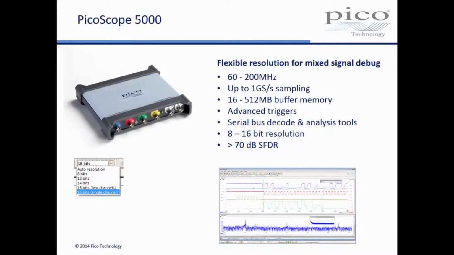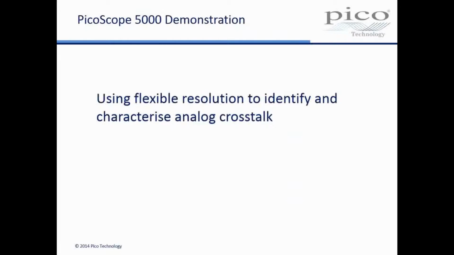But improved resolution is of little benefit unless accompanied by improved front-end performance. The PicoScope 5000 is specified with greater than 70 dB spurious-free dynamic range. Next, we'll have a look at a demonstration of the PicoScope 5000. This demonstration will show how the scope can switch from 8 to 12 bits resolution to reveal characteristics of high-frequency noise that are interfering with a low-frequency signal.